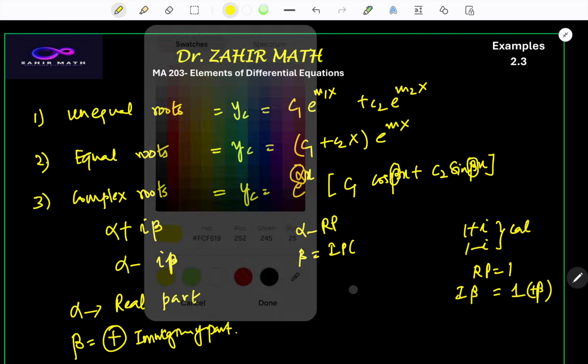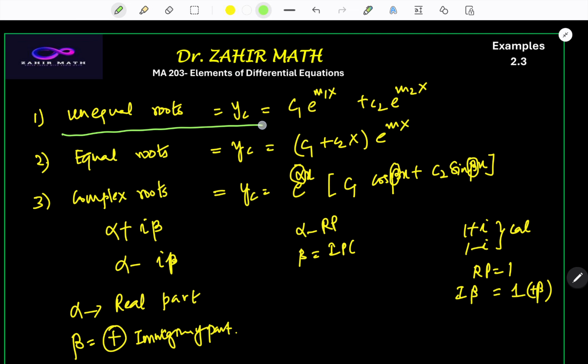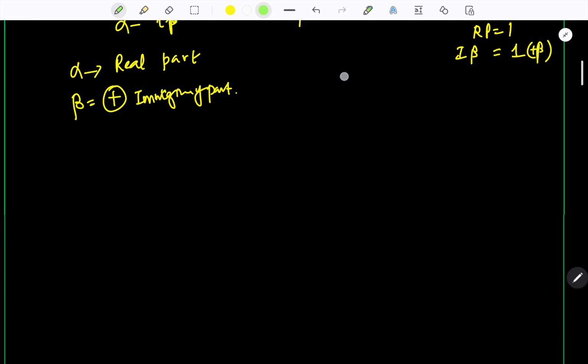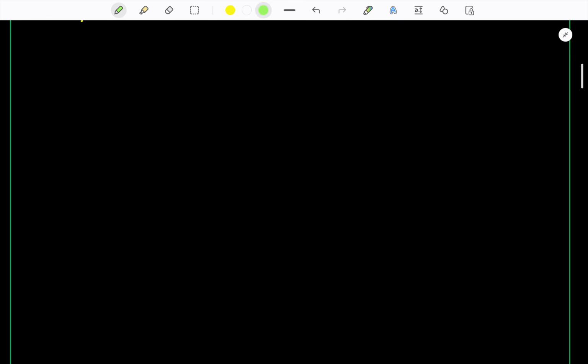Unequal roots, equal roots, you have to remember. What do we mean by m1, m2, which you get in the calculator? What is m? What about alpha and beta, which you get in the calculator? Yes, now let's go to the first question.